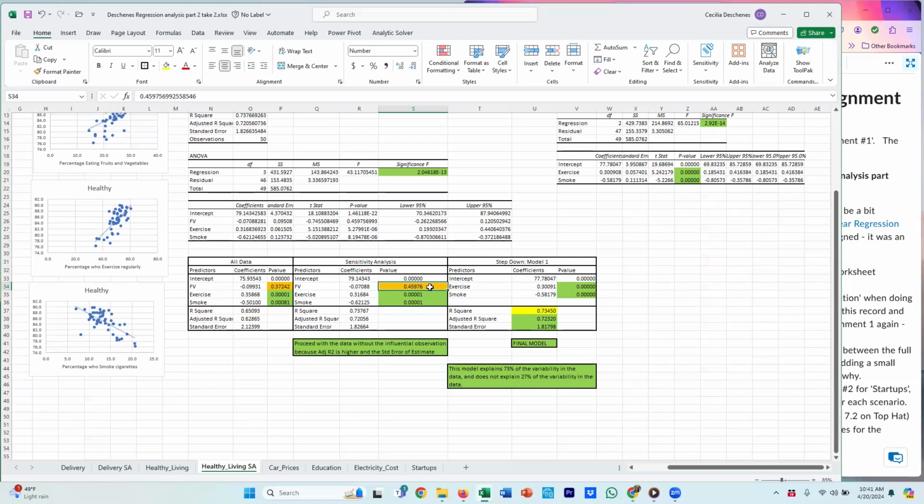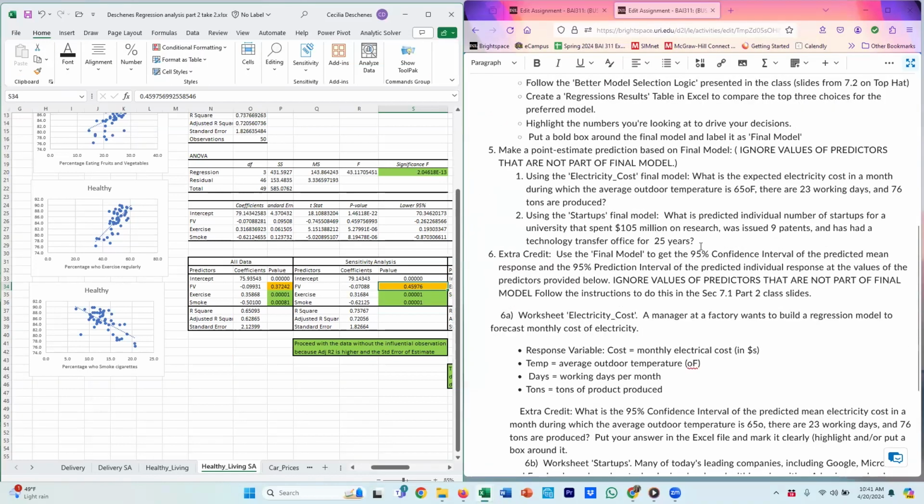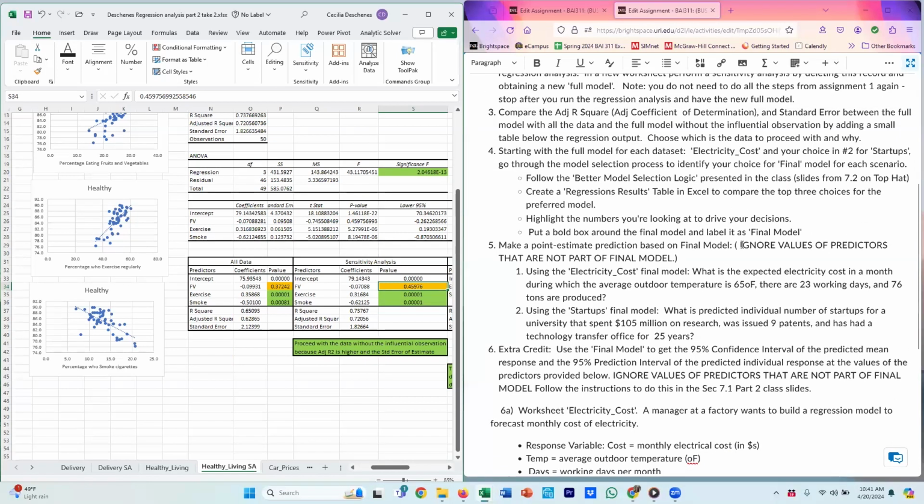All right, so that's how you do the better logic. So if you were to still have p-values that are greater than 0.05, you'd step down again. And it may not be a better model. So you just want to kind of keep going, and then you want to swap out any multicollinear predictors.